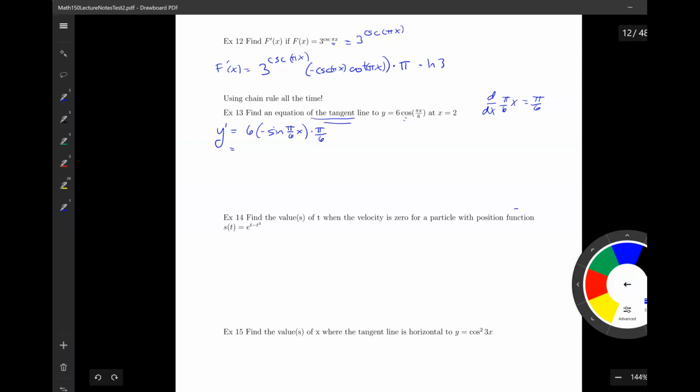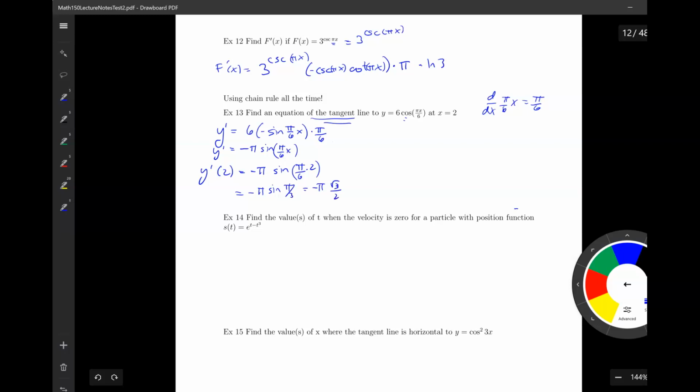So then let's clean this up a little bit. The 6's go away, so I get negative pi sine pi over 6x. So all that's inside the angle. That's the derivative. So I want to find y prime at 2. So I get sine of, so put a 2 in there, pi over 6 times 2, so that gives me a pi over 3. So sine of pi over 3 gives me a root 3 over 2.